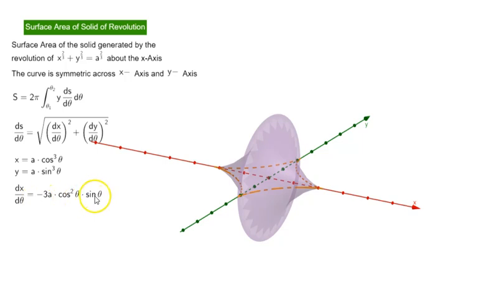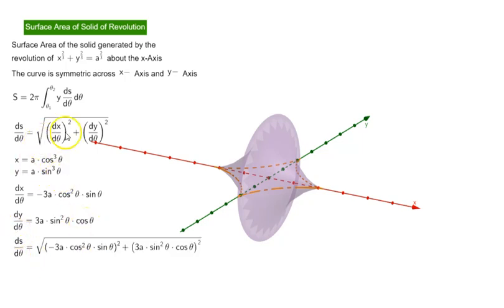So that is how this minus comes. dy by d theta is equal to 3 times a times sine square theta times the derivative of sine theta, which is cos theta. Now, ds by d theta is equal to the square root of (dx by d theta) square, that is (minus 3a times cos square theta times sine theta) square, plus (dy by d theta) square, that is (3a times sine square theta cos theta) square.